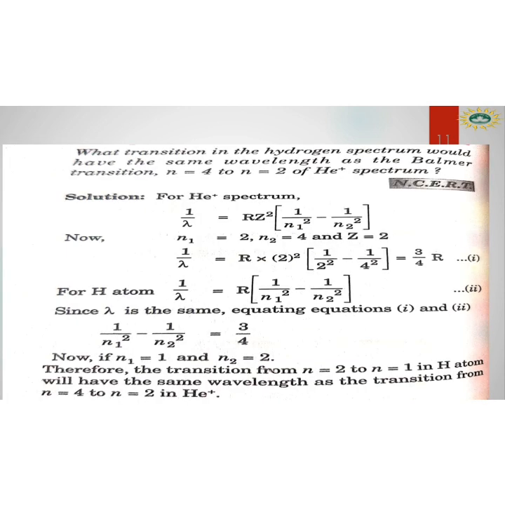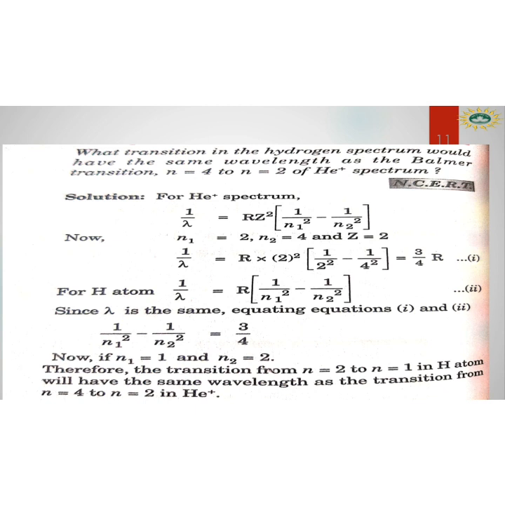Let's do some problems regarding the hydrogen spectrum. This question is from exercise question number 2.13. What transition in the hydrogen spectrum would have the same wavelength as the Balmer transition n is equal to 4 to n is equal to 2 of the helium plus spectrum? So the value is given for the helium plus spectrum. The transition is from n is equal to 4 to n is equal to 2.